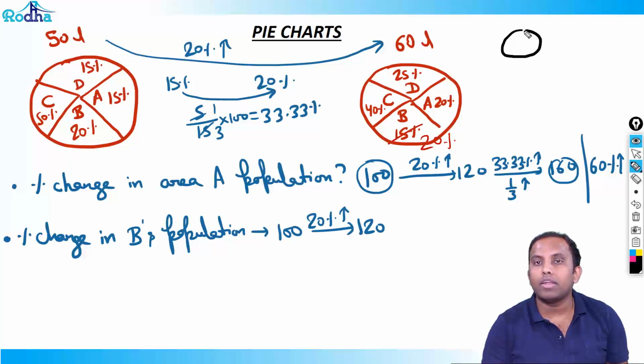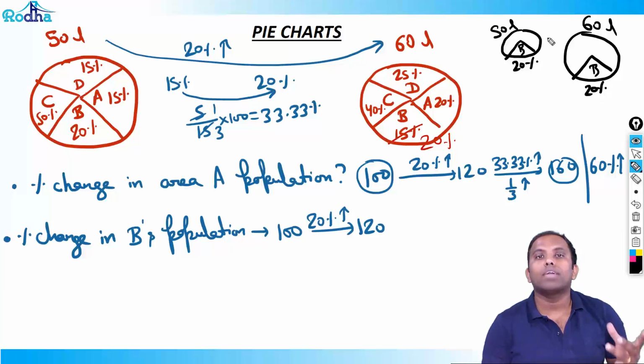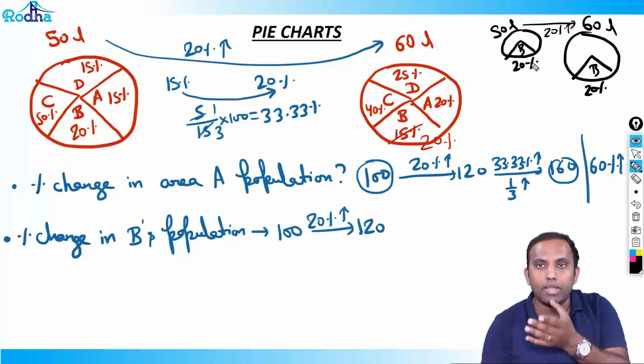Assume a smaller pie chart, visualize this. In a smaller circle, B is 20% of the smaller circle, 50 lakhs. Now the circle has become bigger, 60 lakhs, and B is still 20%, right? So obviously B has grown in respect of the pie chart only. By how much has the pie chart increased? 20%. So B will also increase by 20%, because here also 20, here also 20.